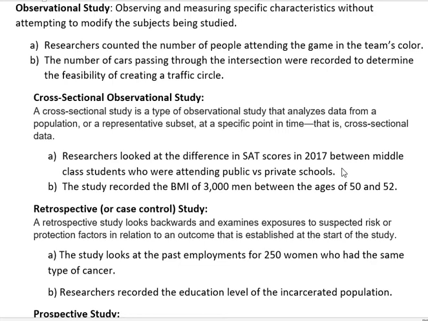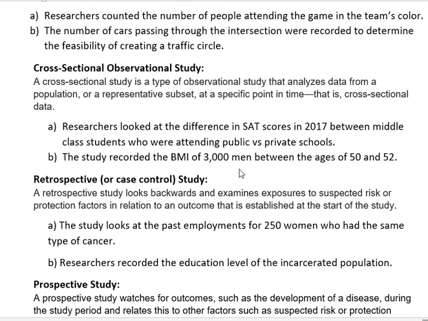The study recorded the BMI of 3,000 men between the ages of 50 and 52. So we're looking at something at a specific point in time. So at one time, we're going to go and look at these 3,000 men, and we're going to observe what their BMI is. We haven't put them on diets first or had them exercise first. We're just taking them and looking at that immediate thing.